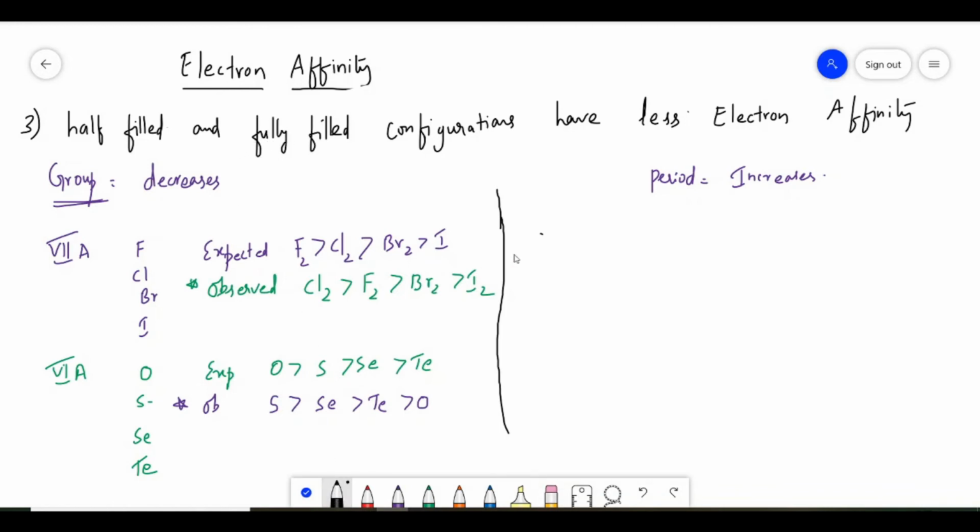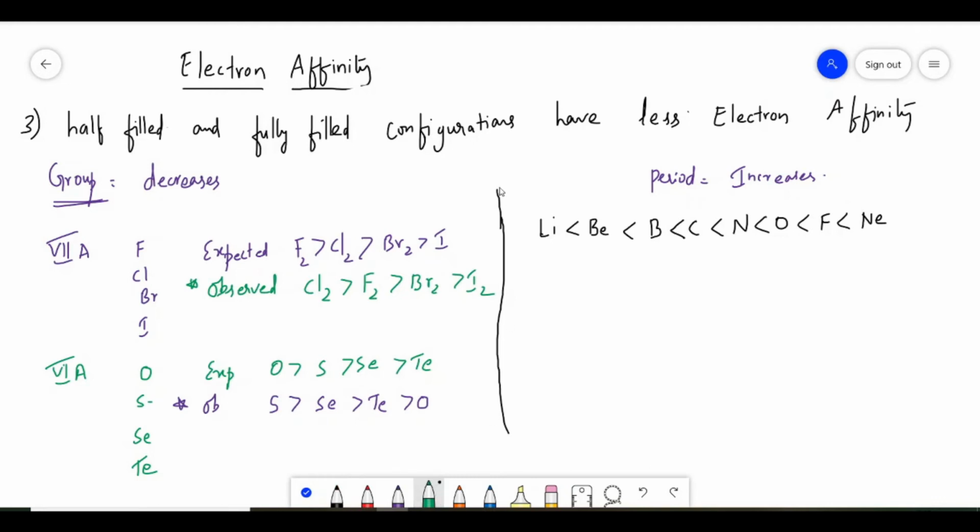So now let us see. Let us take one period. I am taking second period. So it is lithium, beryllium, boron, carbon, nitrogen, oxygen, fluorine, neon. Now this is a period. In a period from left to right, the electron affinity increases. So this is the expected order. Electron affinity is increasing. So this is expected.